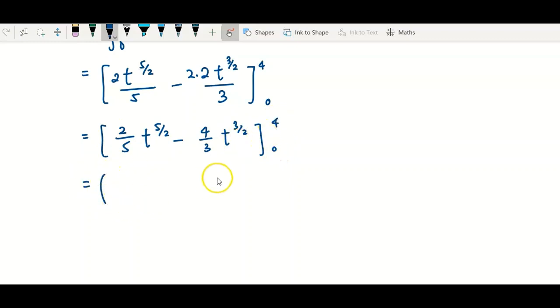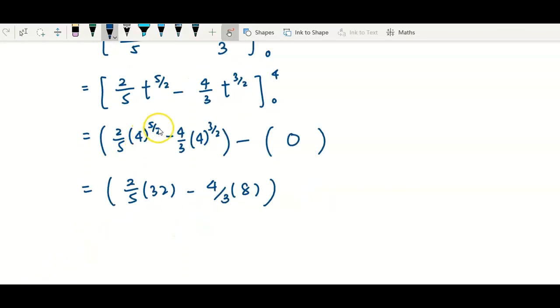Then now you can provide 2 brackets. Just put in the 4 inside. 4 power of 5 over 2 minus 4 over 3, 4 power of 3 over 2. And for the limit 0, lower limit, to substitute, you will get 0.